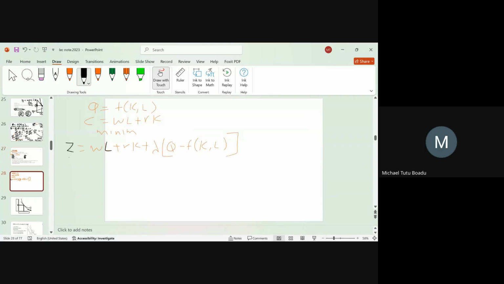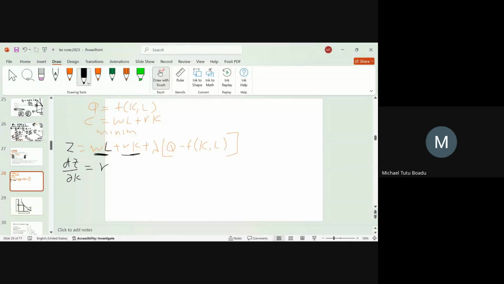Okay. So if I differentiate the function with respect to K, this is what I will have. There's no K here, so I won't differentiate. But there's K here. If I differentiate this, I'll get R.